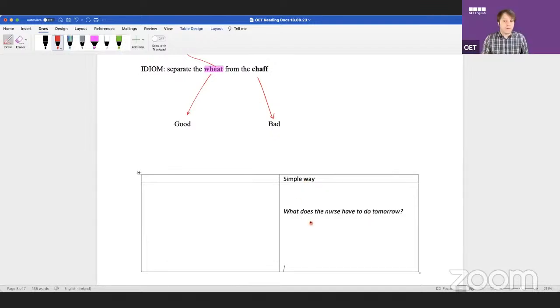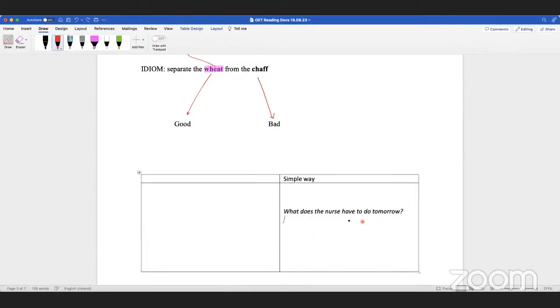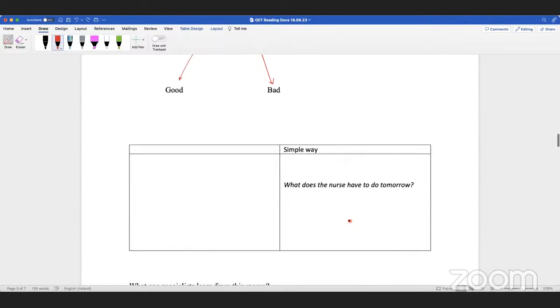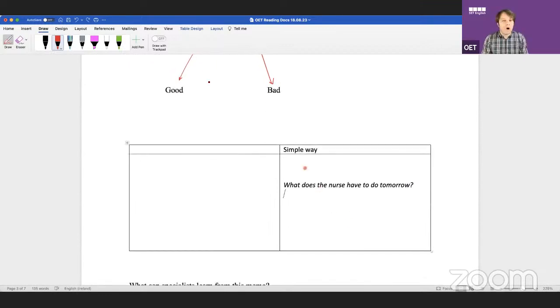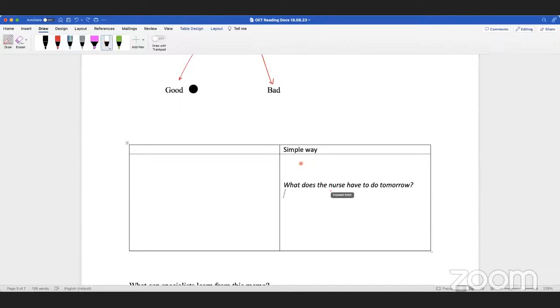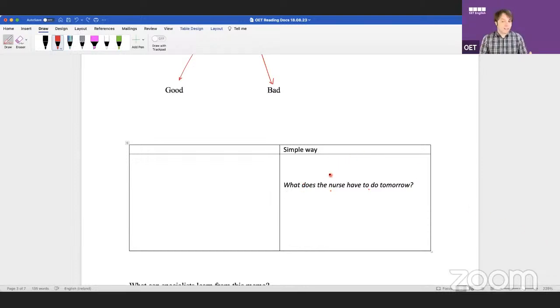Edna, I want you now to tell me specifically what is the chaff here? What does the nurse have to do tomorrow? What do I not need here? And what should the nurse do? Dressing the patient's legs. Right, I'm starting to get lots of answers now.